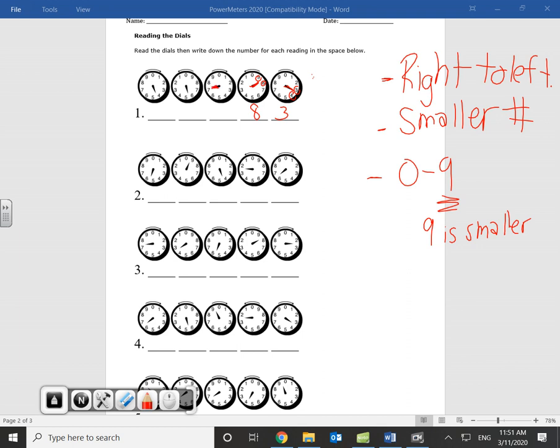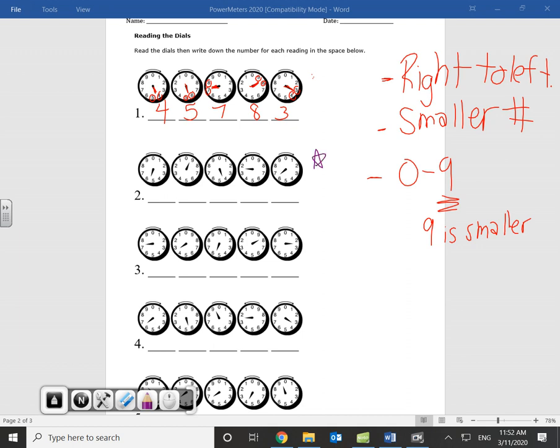Here's my needle. It's between 7 and 8. We want to pick the smaller number. Here's my needle between 5 and 6. Smaller number. Here's my needle. 5 and 4. Pick the smaller number. Okay, great work. Let's move on to the next one.